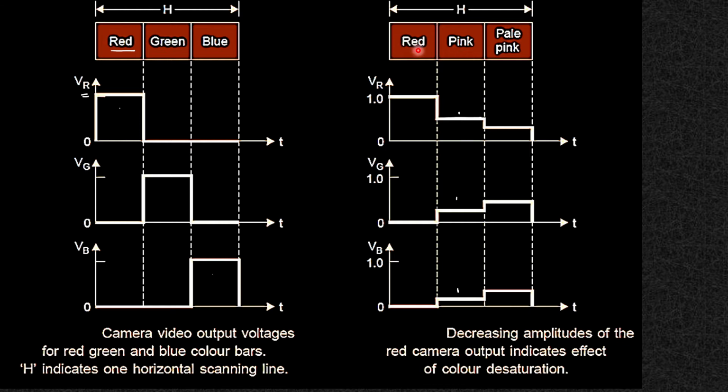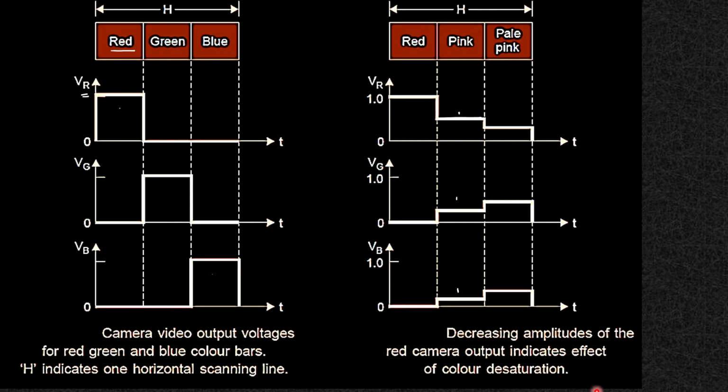Similarly, these are the shades of red. For a saturated red, the red camera output will be high. Pink contains a bit higher amount of red and lower amounts of other colors, and that's why the respective outputs are given on the respective cameras. For pale pink, the red content will be less and the other contents will be more. So you see the decreasing amplitude of the red camera output indicates the effect of color desaturation.